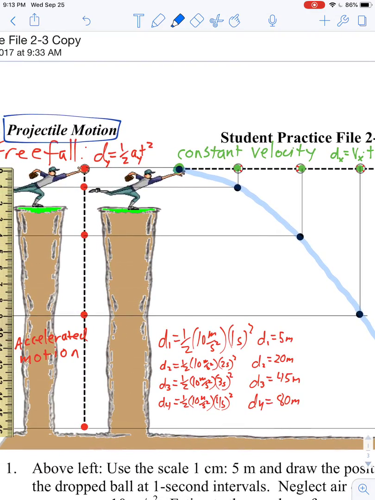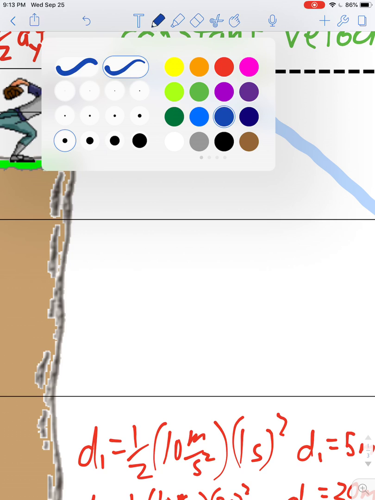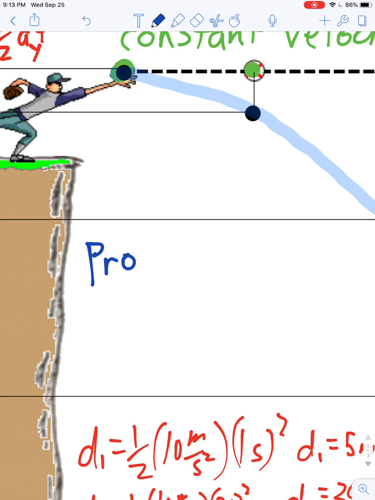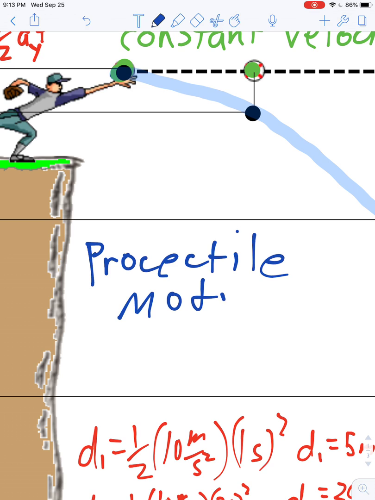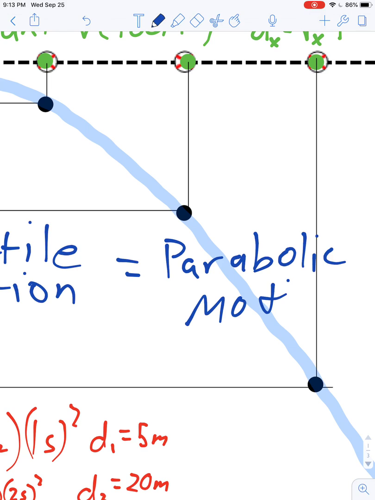See, this projectile motion is parabolic motion. So I'm going to add that too. Projectile motion is the same as parabolic motion.